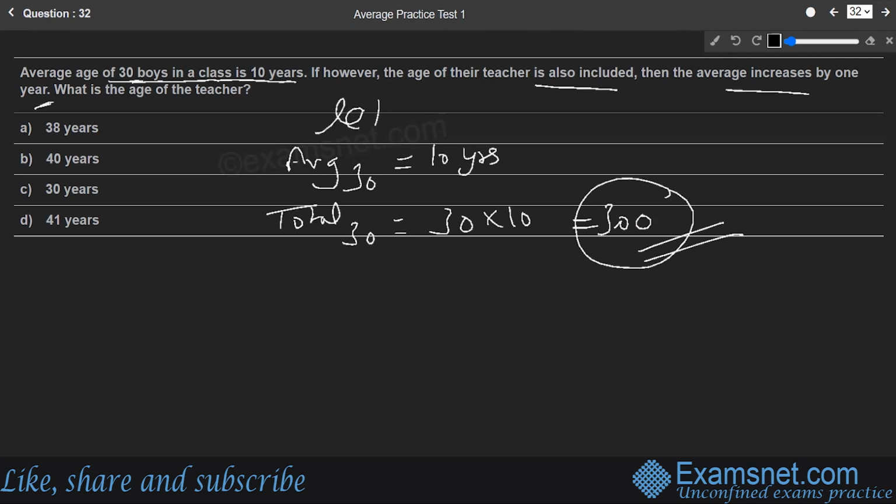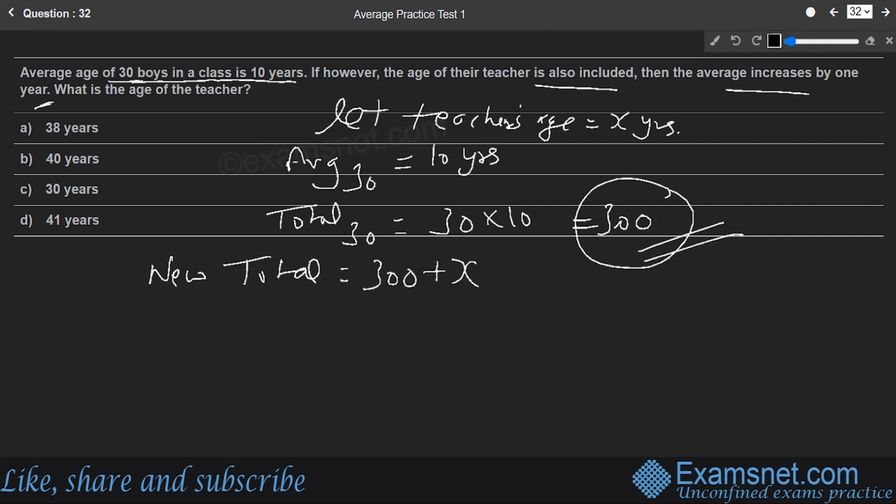So we'll have to assume, because we don't know the teacher's age. Let us assume the teacher's age is X years. Now, if the teacher's age is X years, then the new total becomes how much? New total becomes old total, that is 300, plus teacher's age, that is 300 plus X. This is the new total of ages.